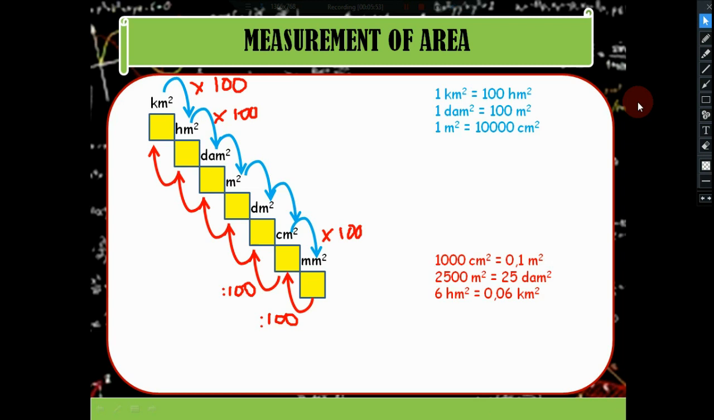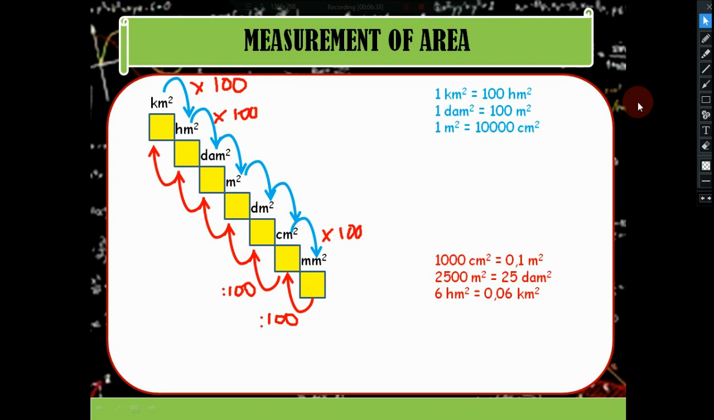And for the other example, if you have 2,500 square of meter and would like to change it into square of decameter, you have to divide it by 100. So you will get 25 square of decameter. And the last example, if you have 6 square of hectometer and would like to change this into square of kilometer, you have to divide 6 by 100, so you will get 0.06 square of kilometer.